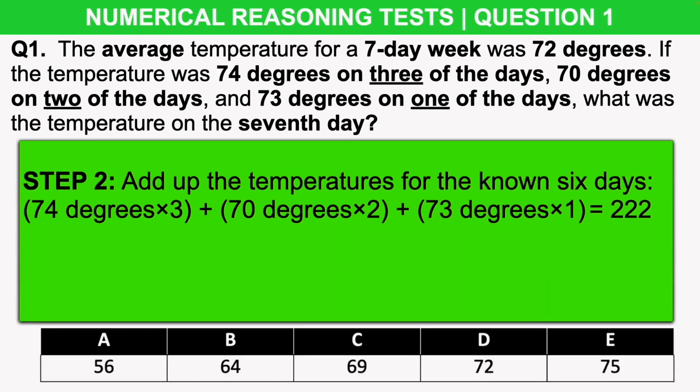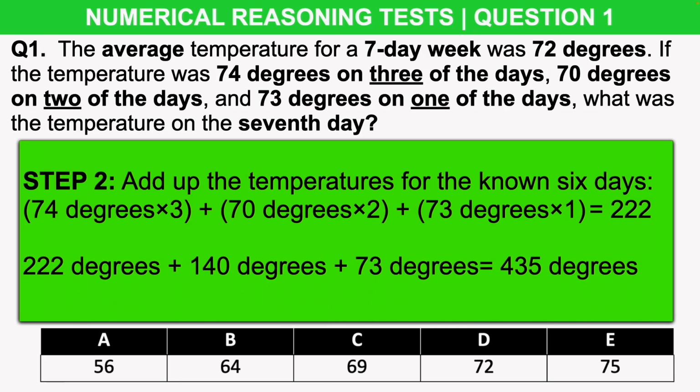So step 2, we need to add up the temperatures for the known 6 days. So we do 74 degrees times by 3, 70 degrees times by 2, and 73 degrees times by 1. That gives us a total of 222. So what we need to do is do 222 degrees plus 140 degrees plus 73 degrees for those extra 2 days, which gives us 435 degrees.